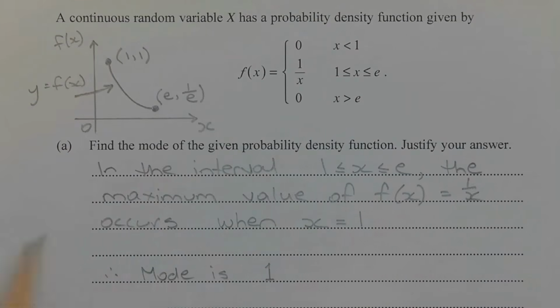And I've stated that here. In the interval where x is greater than or equal to 1 and less than or equal to e, the maximum value of f of x equals 1 over x occurs when x equals 1. Therefore, the mode is 1.